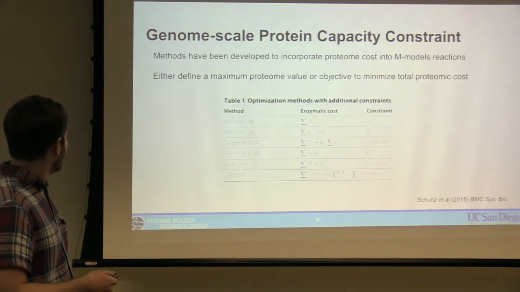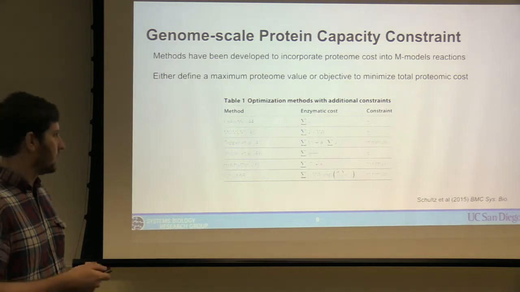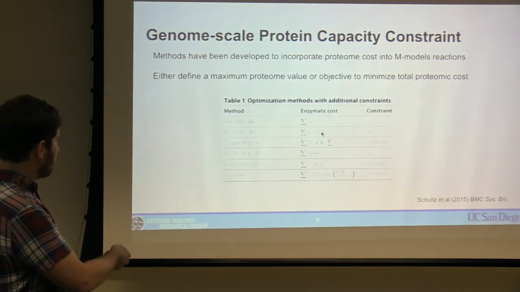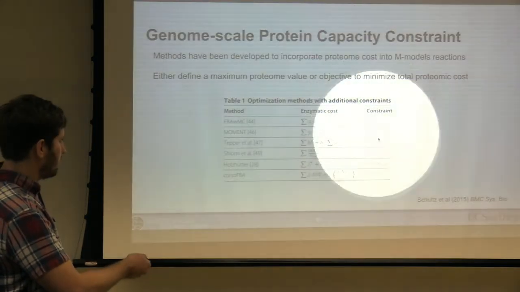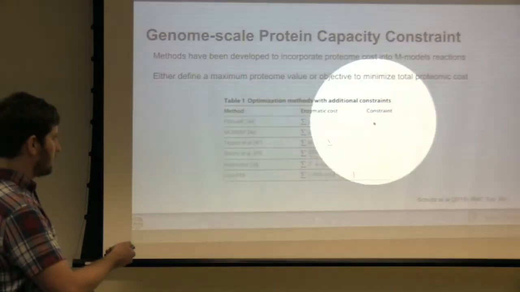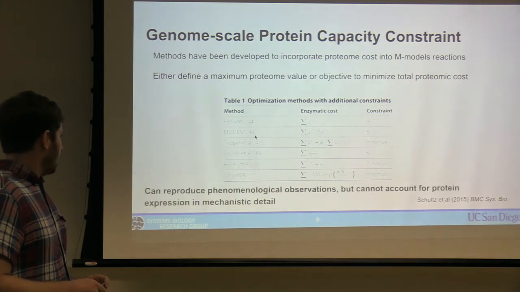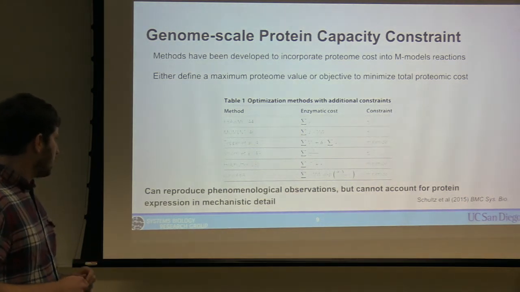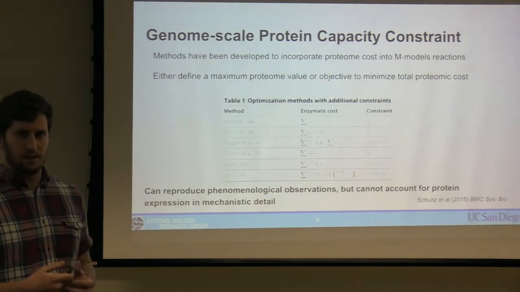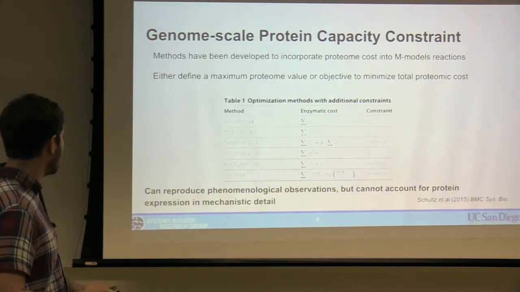And usually the way this works is they define some way of gauging how the protein is implemented in the system, some way of determining the enzymatic cost through multiple different methods. And then they either use constraints to try to minimize the protein expression throughout the network, or constrain it to some upper limit, which is a little difficult to see there. So while many of these different methods can reproduce phenomenological observations, they really cannot account for protein expression in the mechanistic detail that's necessary to fully understand the system.